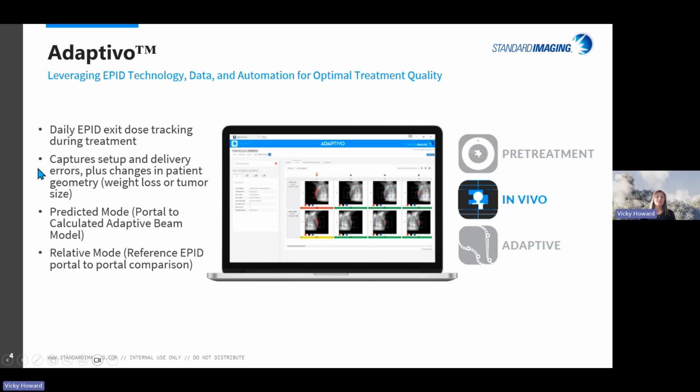So the In Vivo module is able to capture setup and delivery errors, plus changes in patient geometry. So that's weight loss or tumor size. And I'll show you examples that illustrate that today.